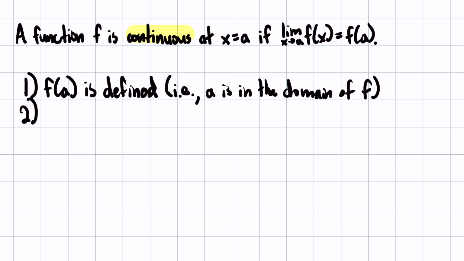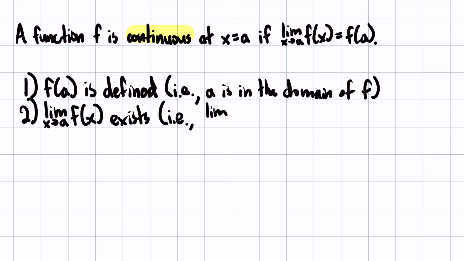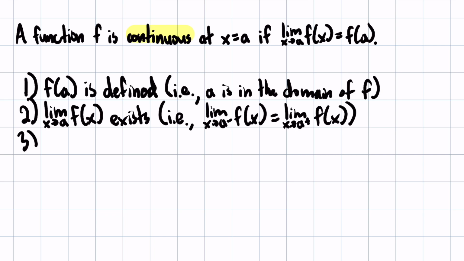Our second requirement is that the left-hand side of the equality must exist. The limit as x approaches a of f of x exists. Now for this to be true, we need to have the left-hand limit be equal to the right-hand limit. And then our third requirement, finally, is just that the two sides of the equation, which we've already said exist, must actually be equal to each other.